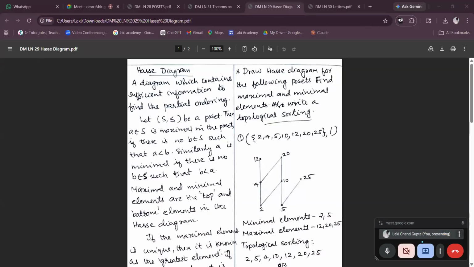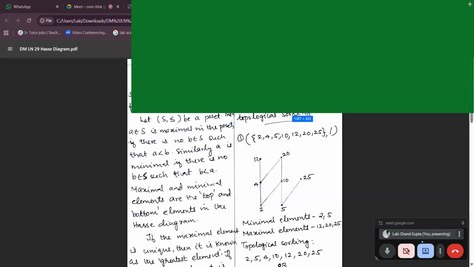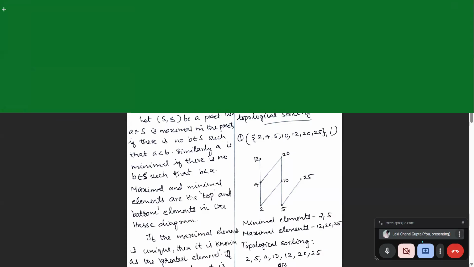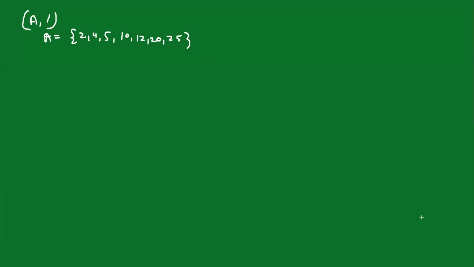See this. You have to find a set, and the operation is division, right? What is A? 2, 4, 5, 10, 12, 20, 25. You have to find what? The hash diagram. Okay?